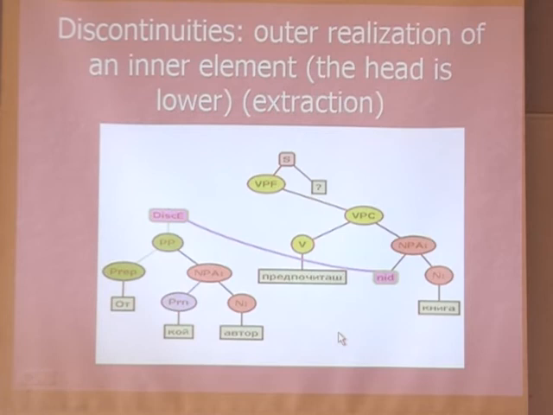The other kind of discontinuity that we have is the outer realization of an inner element. It means that its head is lower in the tree, and usually we call it extraction.